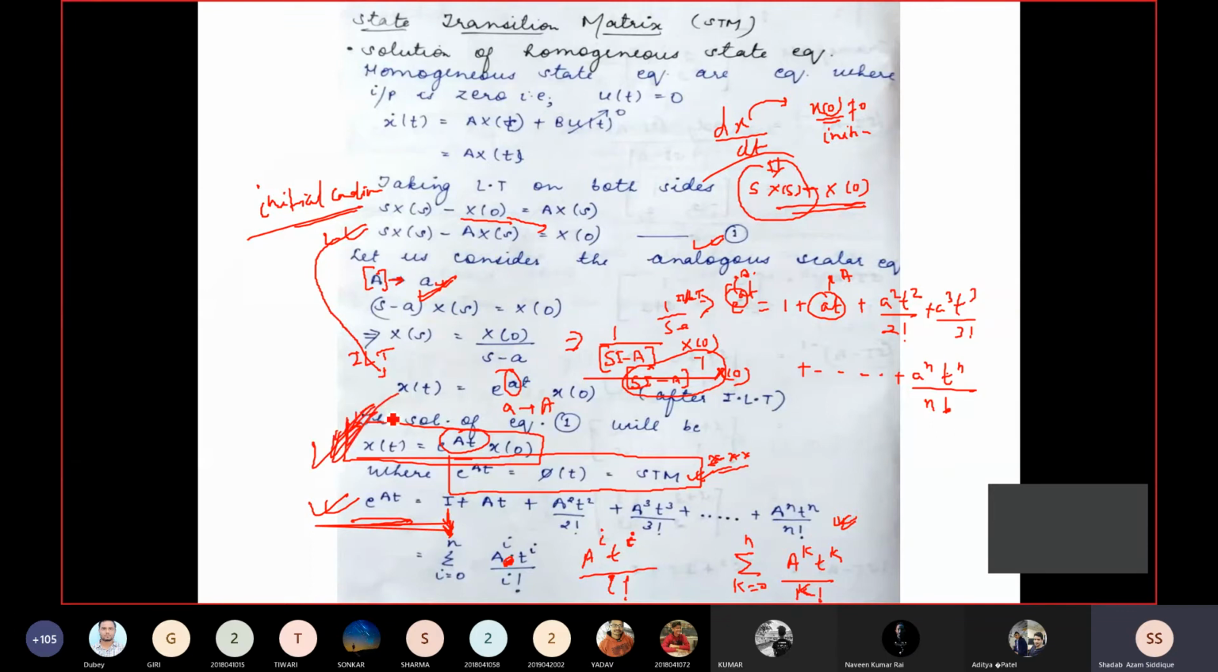If we have a homogeneous equation, this is the solution: x of t is equal to e to the power At times x of 0. This is equation number 2 or 3. So this x of t is a solution of the homogeneous state equation. If you are asked to find the homogeneous solution of the homogeneous state equation, you should find x of t as e to the power At into x of 0. You just find the state transition matrix and multiply it with x of 0, and you will get x of t.